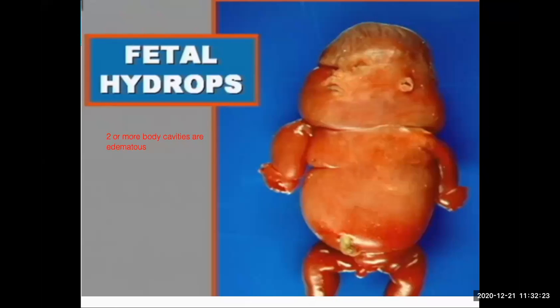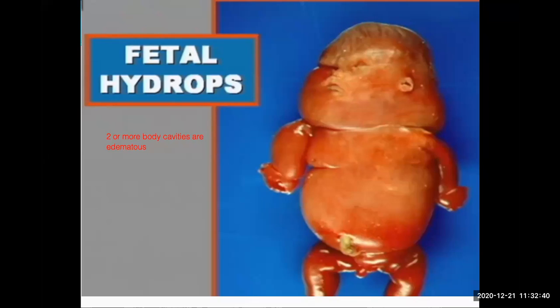Peritoneal cavity, pleural cavity, abdominal cavity, pericardial cavity, pelvic cavity. Very good. So many answers are coming. Excellent. Okay. So the important cavities here, there are so many cavities in our body.